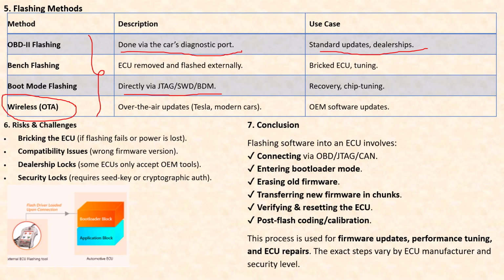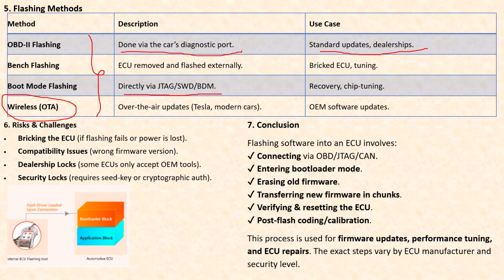Okay, now what are the various risks and challenges? The first important risk is breaking the ECU. If the flash fails or power is lost, so as the flashing is happening, suddenly power is lost, then the flashing also fails. This particular phenomenon is called bricking the ECU.